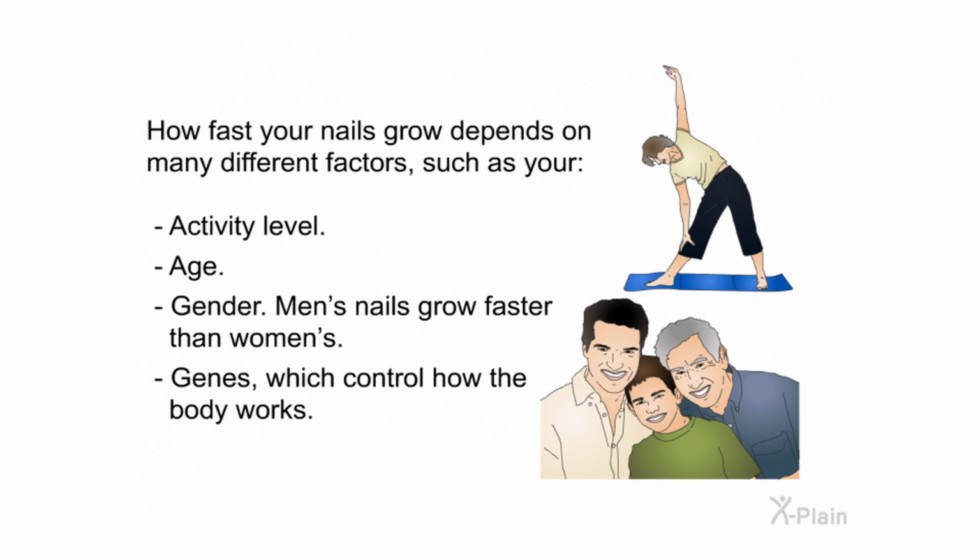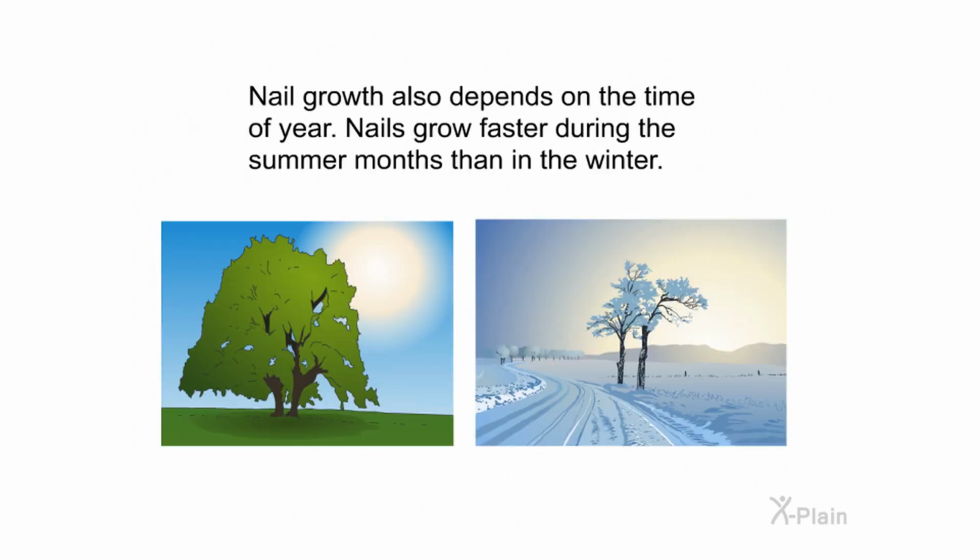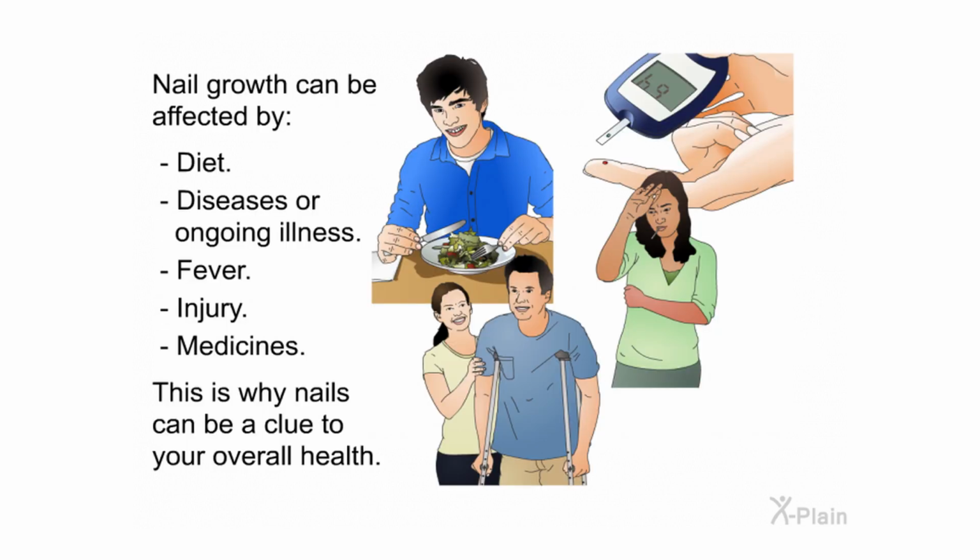How fast your nails grow depends on many different factors, such as your activity level, age, gender. Men's nails grow faster than women's. Genes, which control how the body works. Nail growth also depends on the time of year. Nails grow faster during the summer months than in the winter. Nail growth can be affected by diet, diseases or ongoing illness, fever, injury, medicines. This is why nails can be a clue to your overall health.